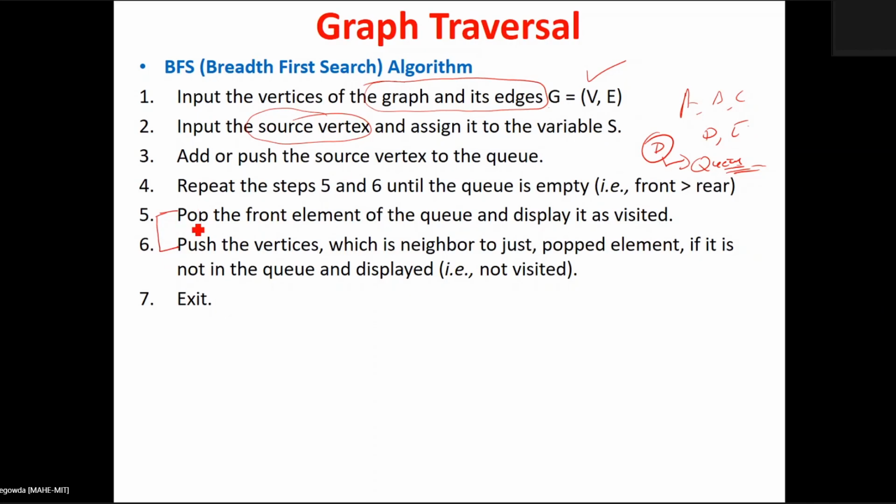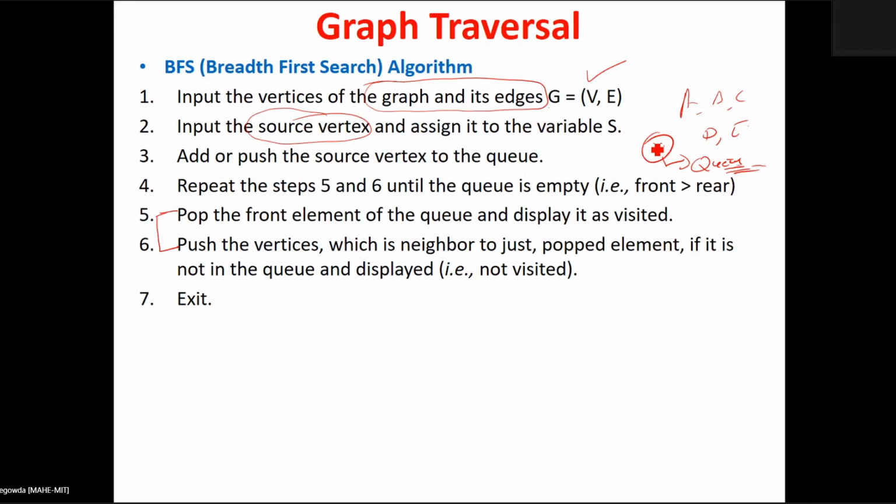What exactly are you supposed to do in step 5 and step 6? Pop the front element of the queue. The queue will have some elements all the time. You pop out the front element of the queue and display it, indicating that it is visited. For example, D is the source vertex and I pushed it into the queue. You take out D and display it, indicating that D is visited.